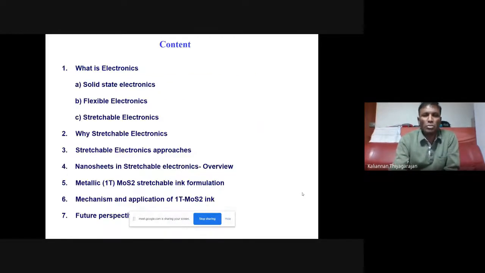This is my content today. I'm going to give an overview of what electronics is, what stretchable electronics is, and what techniques can be used to develop these stretchable devices. And then I'm going to discuss my work, how we can prepare or fabricate supercapacitors in the stretchable case and measure the devices. So I'm going to discuss all those things.